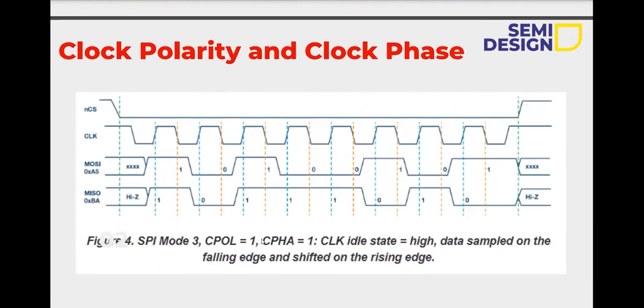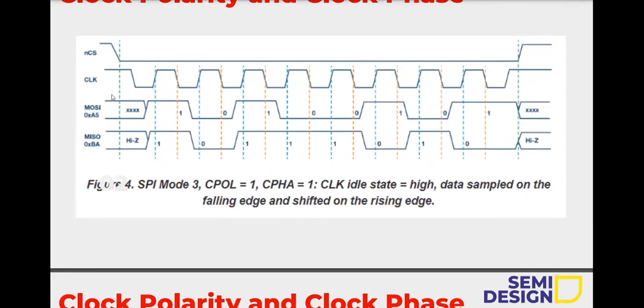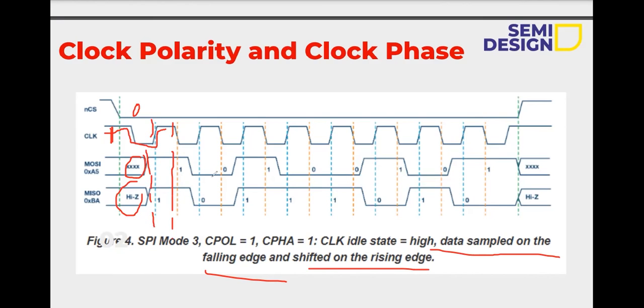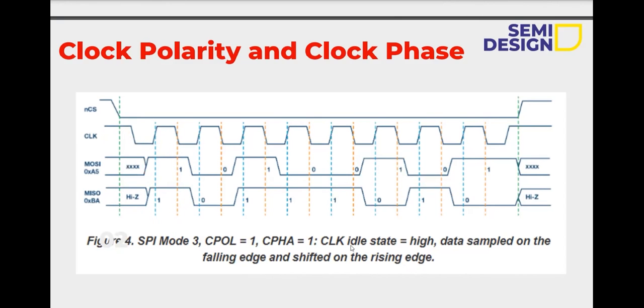The next case is 1-1. In 1-1, clock polarity means the clock starts high; initially the idle state is high. Once chip select is 0, the start condition happens here. Once the clock is high and data is ready to transmit, the data is sampled on the falling edge, and shifted on the rising edge. So here the data is shifting on the rising edge. That is another clock polarity case.